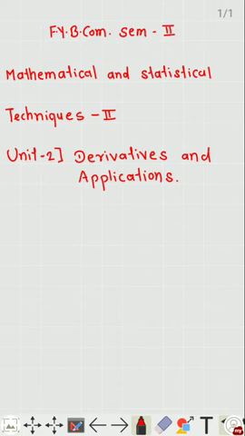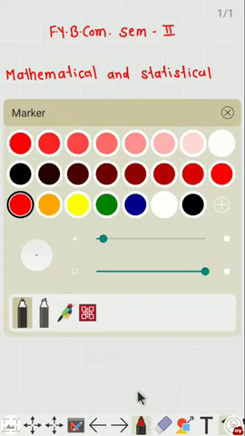This is FY BCom semester 2, Mathematical and Statistical Techniques, unit number 2, derivatives and applications. Today we will see the derivative of a function and applications of the derivative. So first of all, we see the derivative as a rate of change.